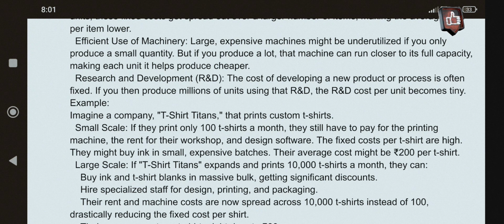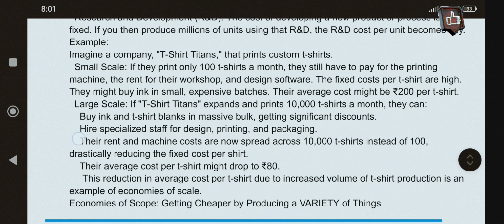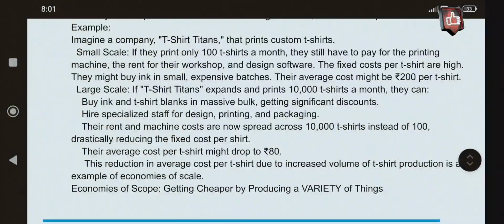Efficient use of machinery. Large, expensive machines might be underutilized if you only produce a small quantity. But if you produce a lot, that machine can run closer to its full capacity, making each unit it helps produce cheaper. Research and development (R&D): the cost of developing a new product or process is often fixed. If you then produce millions of units using that R&D, the R&D cost per unit becomes tiny.